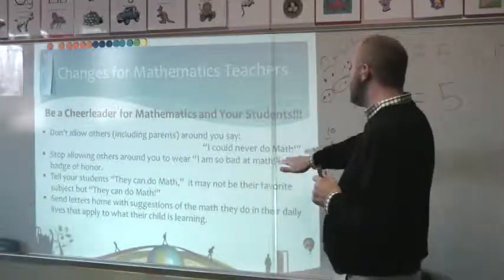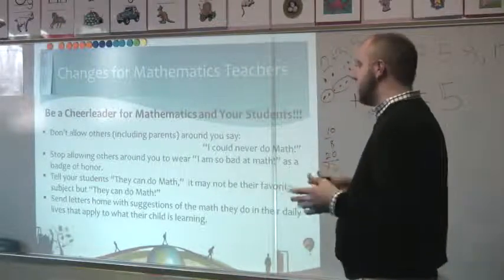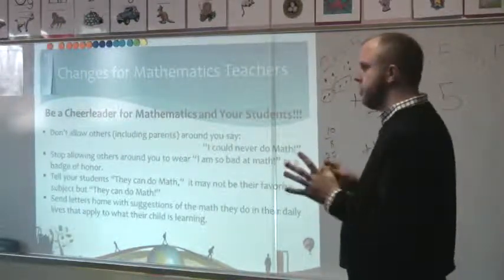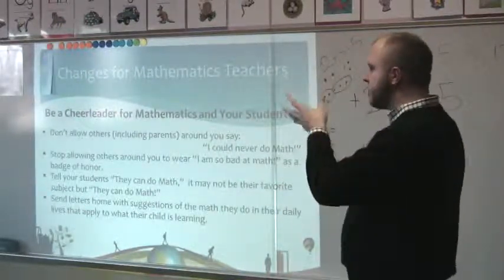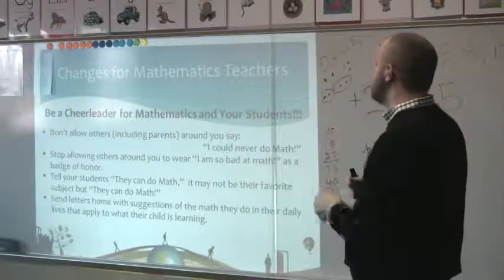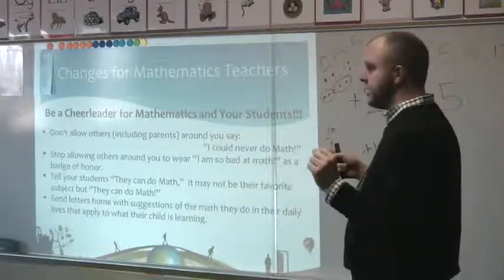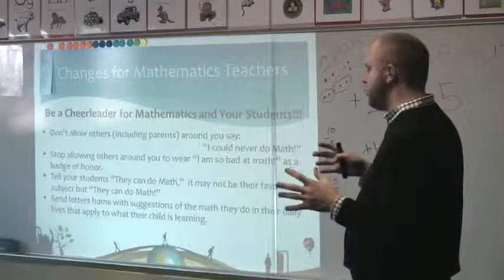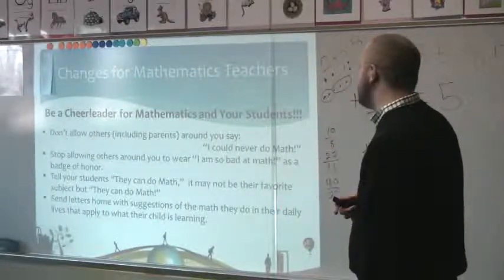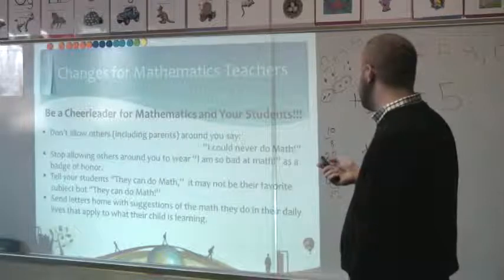Just because a parent was bad at math, we don't want the kids thinking that. So really build that first standard, the persevering process, to show the kids it's not a badge of honor to be bad at math. Build that part up so that they can do it.